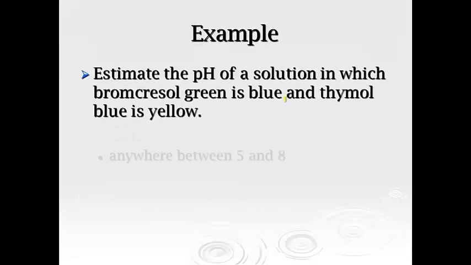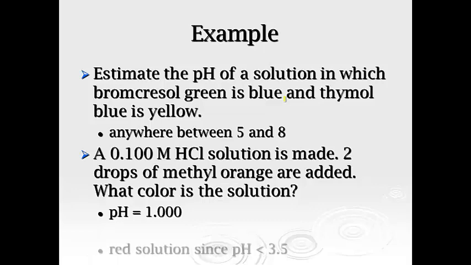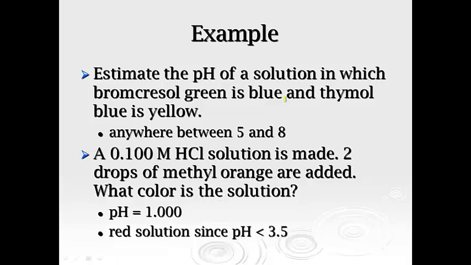Okay, and so anywhere between 5 and 8. And then you have a 0.100 molar hydrochloric acid solution that is made, and then you add 2 drops of methyl orange. What color is the solution? Well, it's red since the pH is going to be less than 3.5, so it would have that red color to it. Okay, so a lot of times if you're asked to explain indicators, you'd be given a chart like that. You'd be given number ranges, and you'd have to pick which one would be the best and when it would change color. Again, I think it's fairly straightforward.